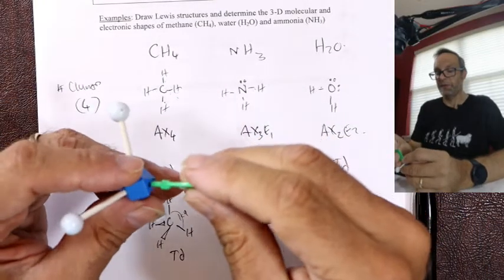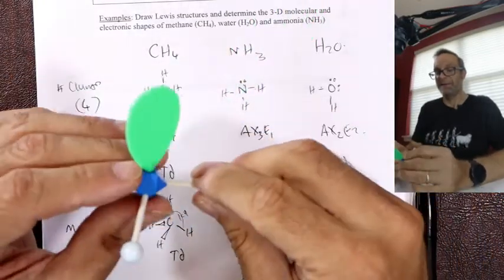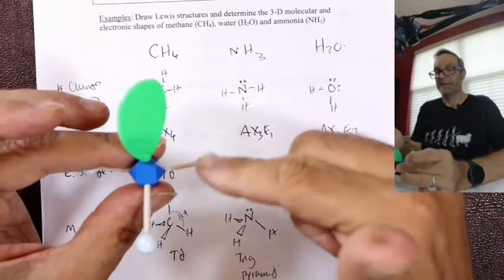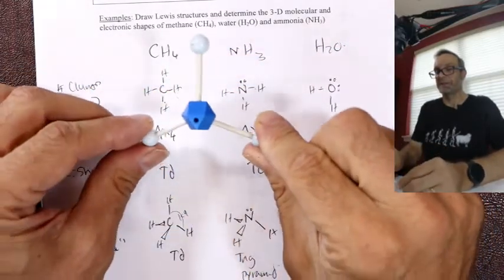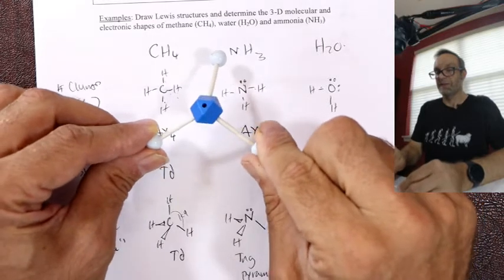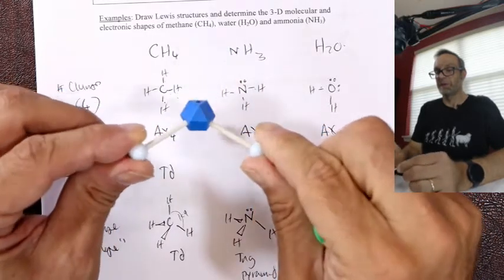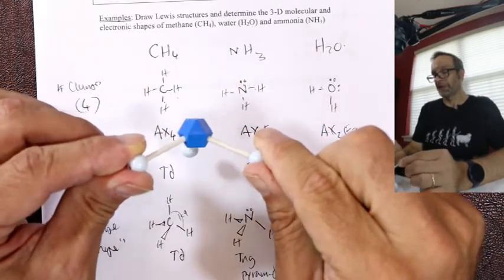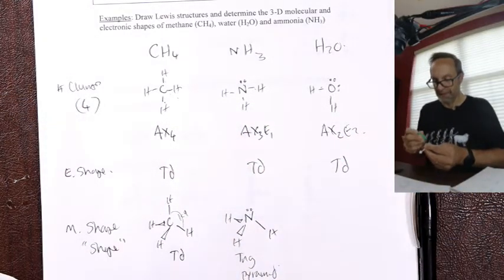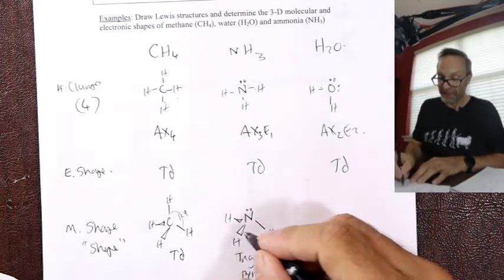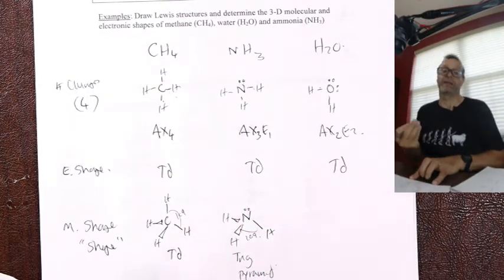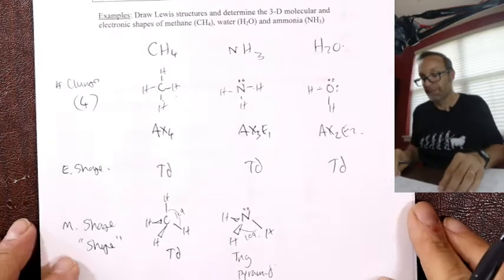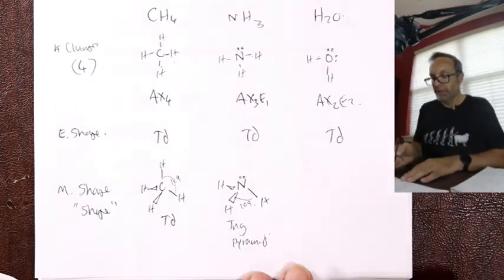The great thing about the models is you can remove the lone pairs to look at the difference between electronic shape, four clumps, tetrahedral, and molecular shape, true molecular shape, join the dots for the atoms. Top trigonal, side pyramid. Okay. All right. See if you can figure out what water's doing. Again, in each case, the bond angle is 109 because the bond angle depends on the underlying electronic shape.